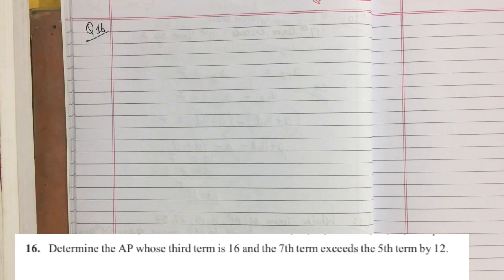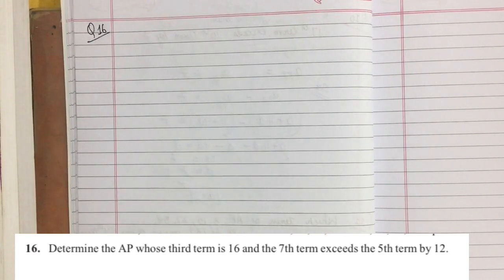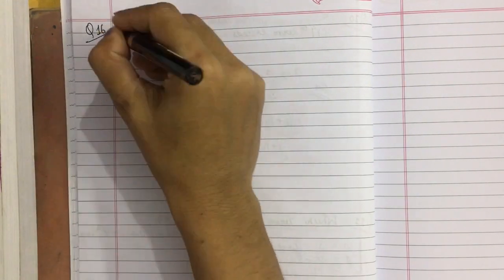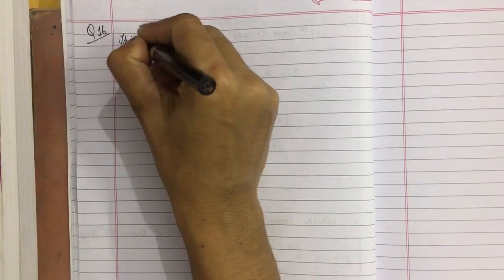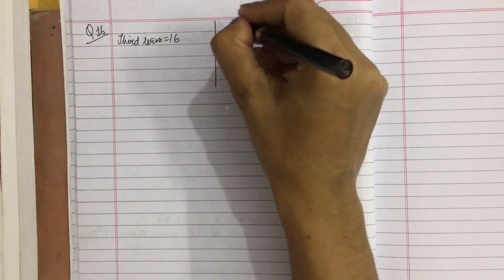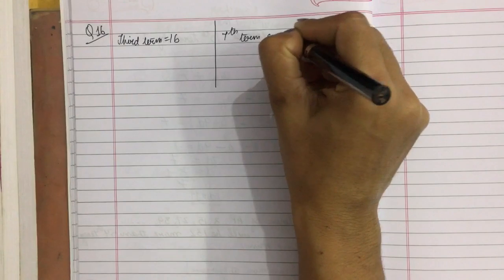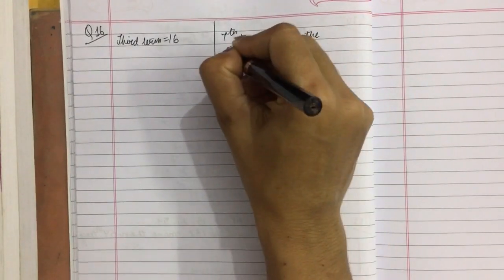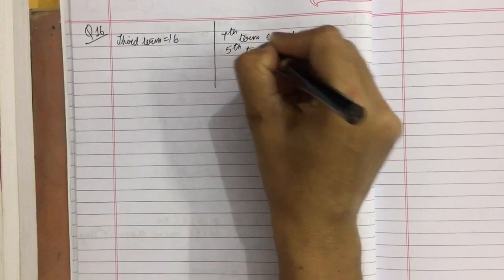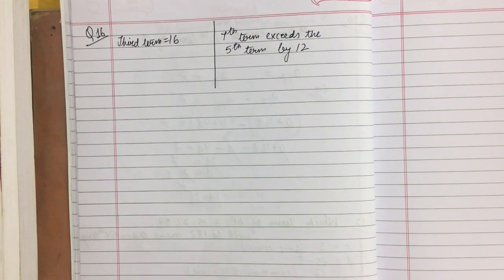So question number 16 is, determine the AP whose third term is given to you and the 7th term exceeds the 5th term by 12. Let's write this down. You have been given that the third term is 16, and the other thing that's been given is the 7th term exceeds the 5th term by 12. So I'm going to write this down mathematically.